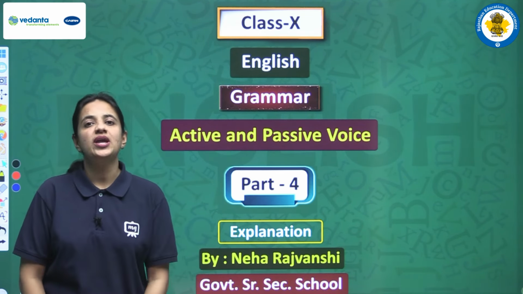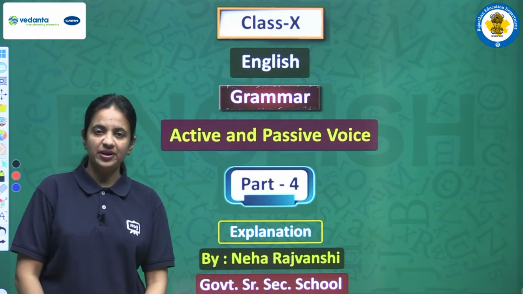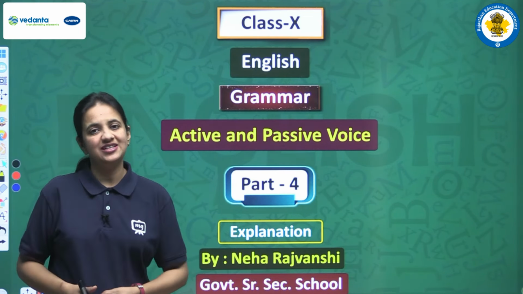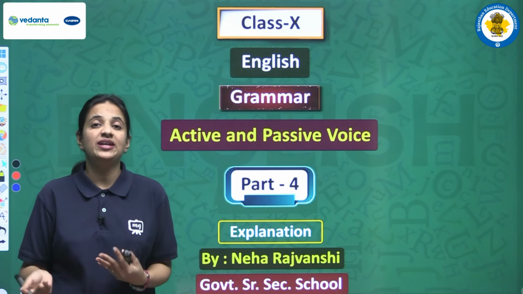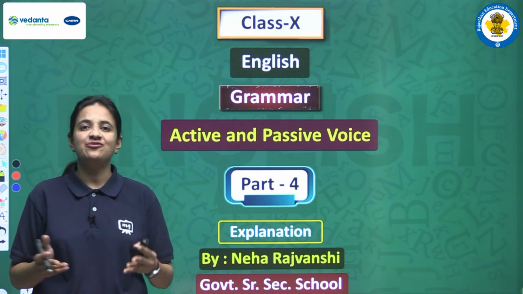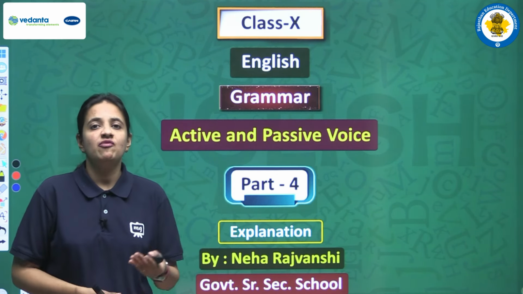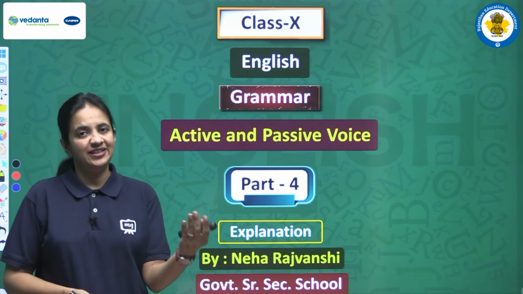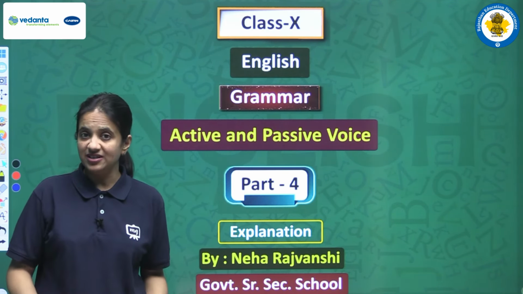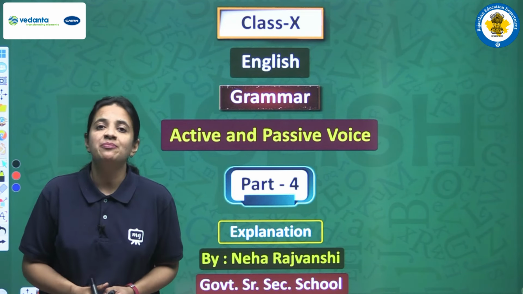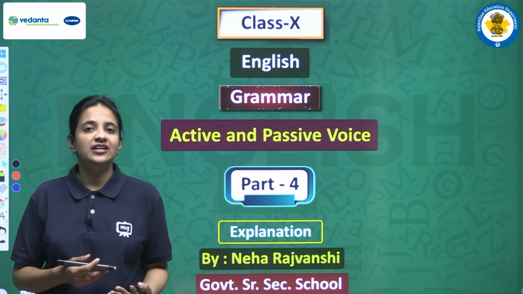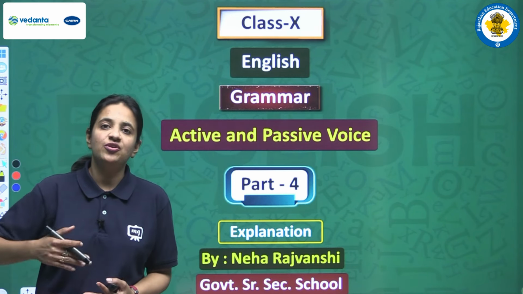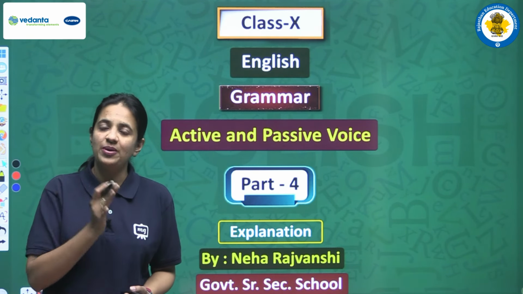So students, we are discussing a new grammar topic, that is active and passive voice, and in the previous videos we have discussed so many rules, we have seen so many examples, and we have seen the different steps that we have to follow when we are converting one sentence from active to passive voice. And in the previous video we have seen imperative sentences also. We have seen what imperative sentence actually means, and what are the different structures that we have to follow when we convert any imperative sentence into passive voice.